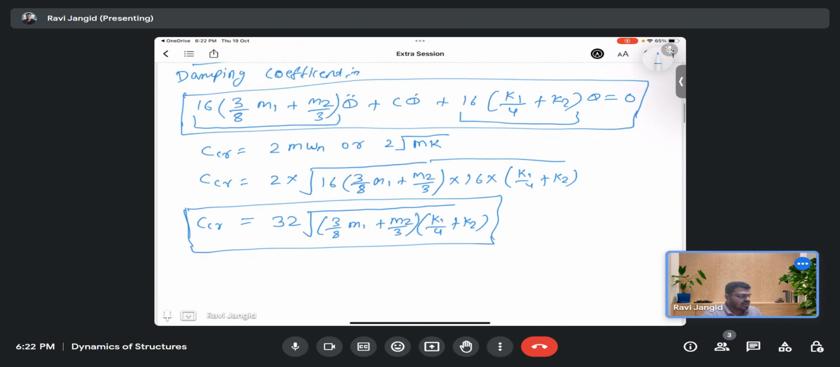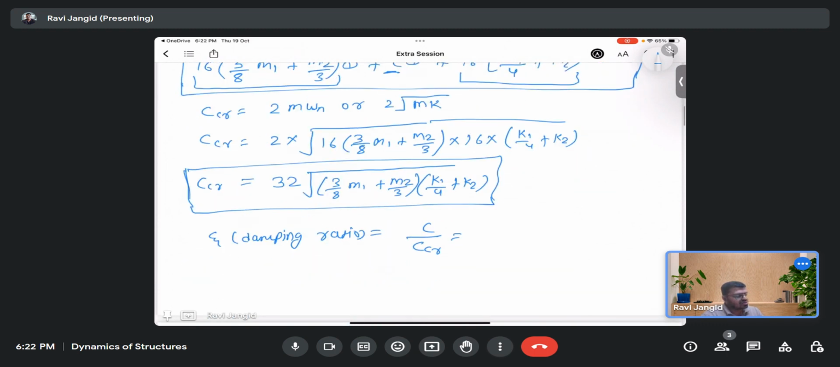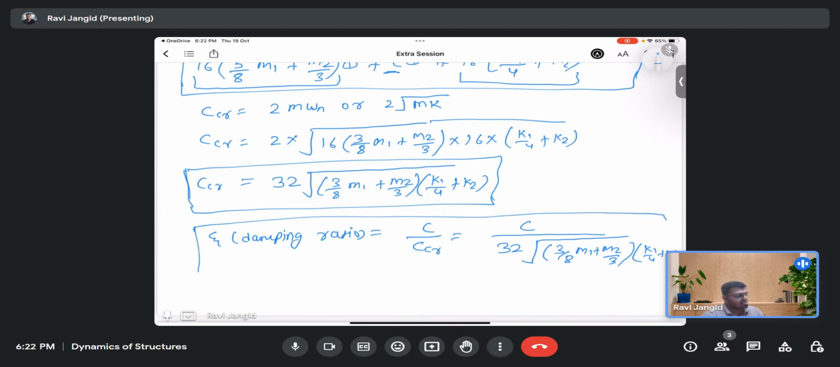Now, if you need to calculate the damping ratio, for this you need C divided by C critical, and here in this equation our C is this C. So your C would be divided by this equation, 32 square root of (3 by 8 m1 plus m2 by 3) times (k1 by 4 plus k2). Okay, so this is all about the first question.